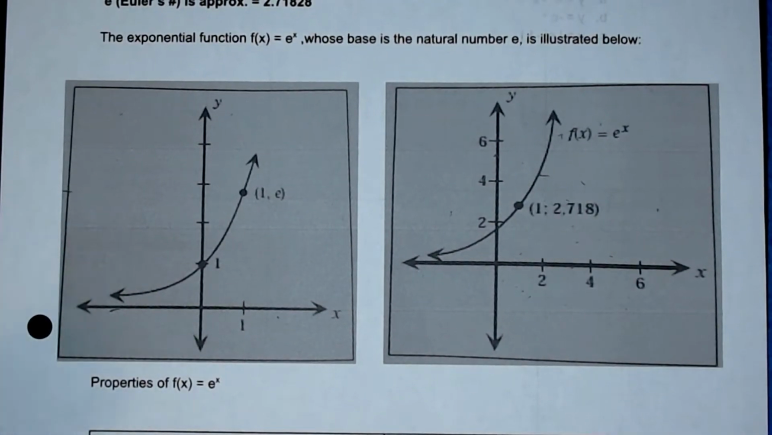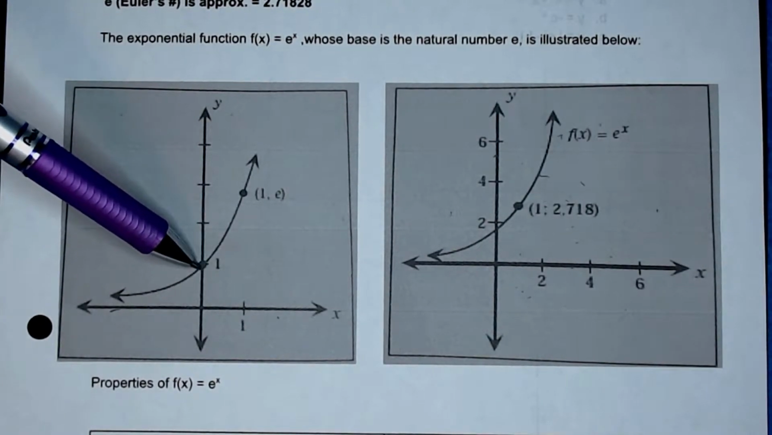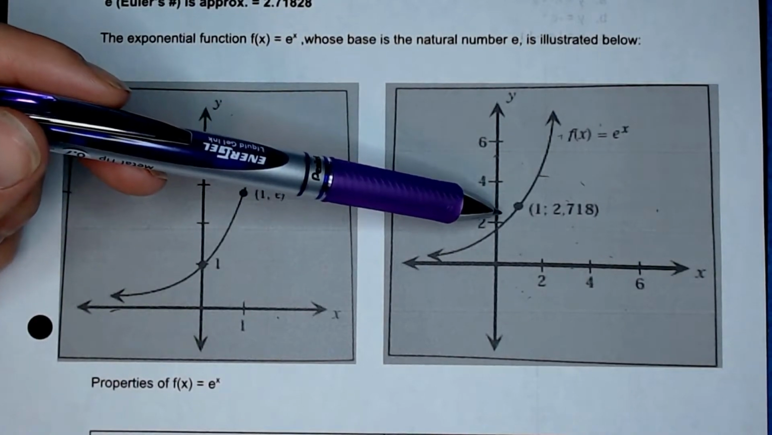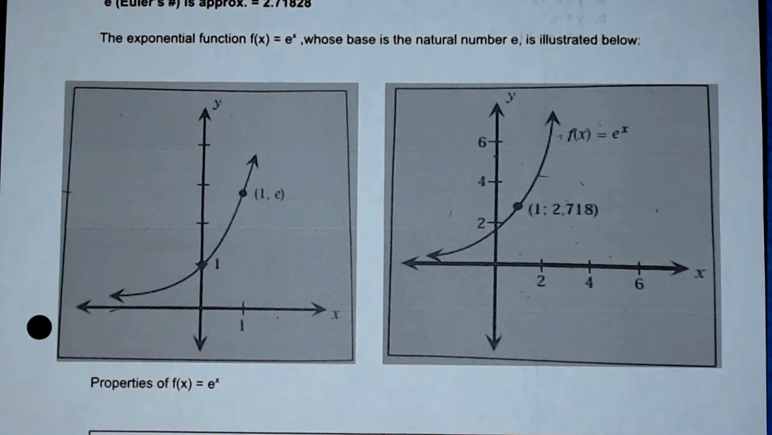So this is a basic graph of e to the power of x. And the graph will look like this. So you'll have a point at (0, 1), and then your next point will be at (1, 2.718), etc. You're just changing that x value to give you your next coordinates. It's just an increasing exponential function.